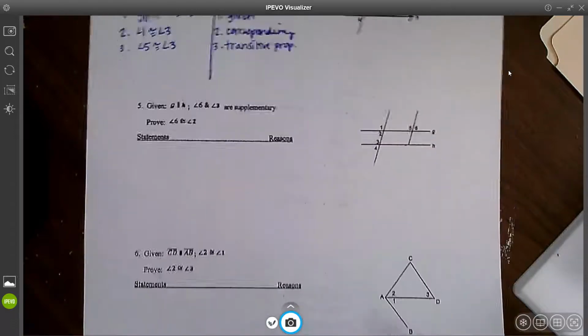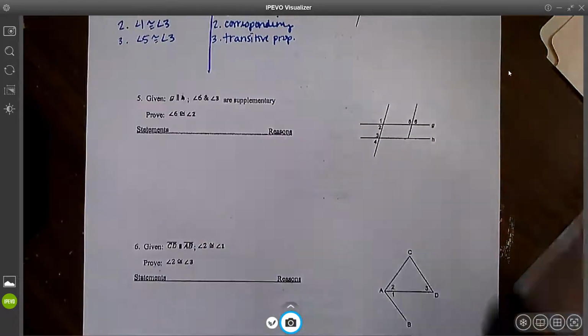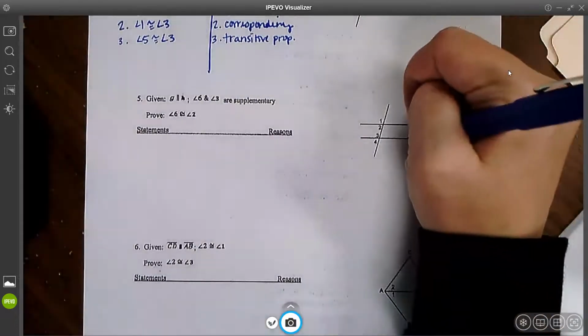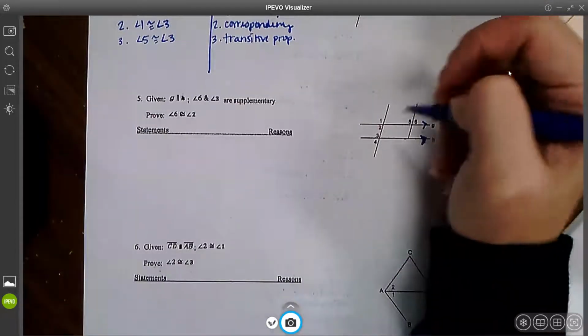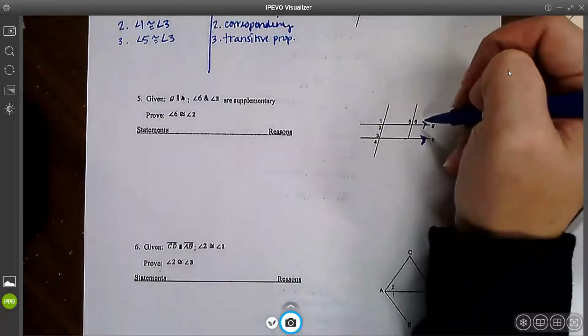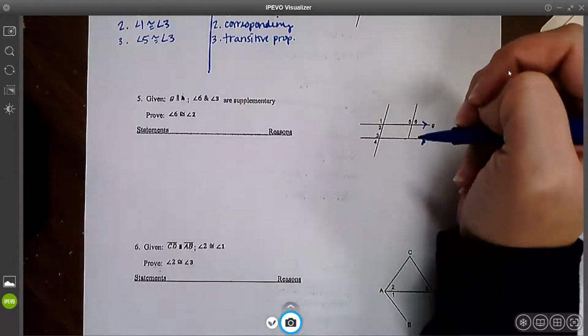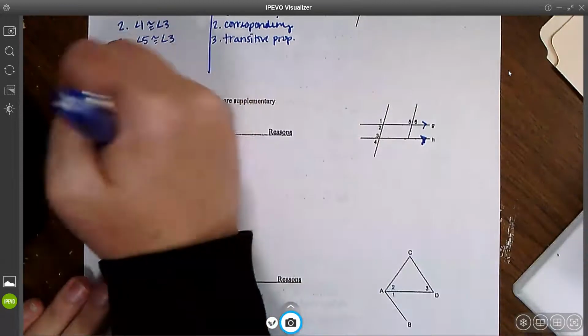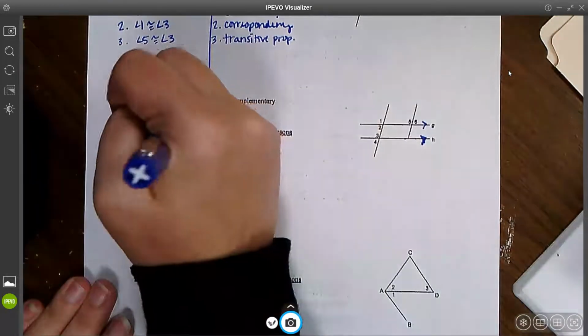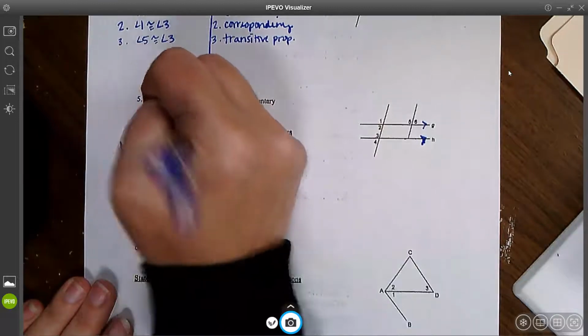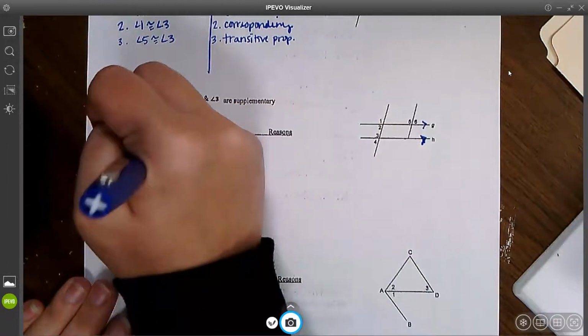All right. Number 5, given G and H are parallel, and angle 6 and angle 3 are supplementary. So now we're saying they're supplementary. We want to prove that 6 is congruent to 2. So I'm always going to start with what I'm given. So given G is parallel to H, and angle 6 and angle 3 are supplementary.